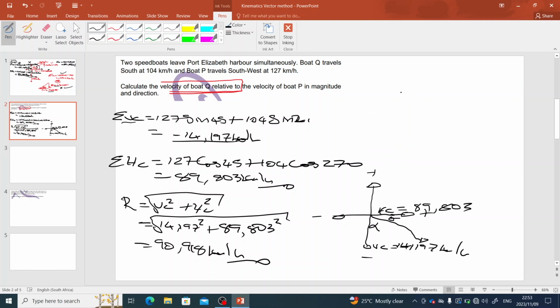Whether you calculate theta or alpha, it doesn't matter. Now, it will be tan alpha. Let's calculate tan alpha. It is opposite over adjacent, okay? It means it is horizontal component over vertical component. Then alpha would be the inverse of tan.